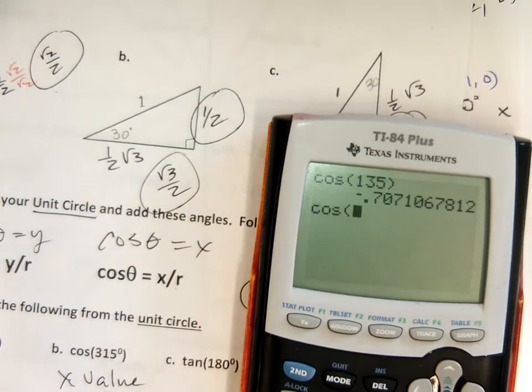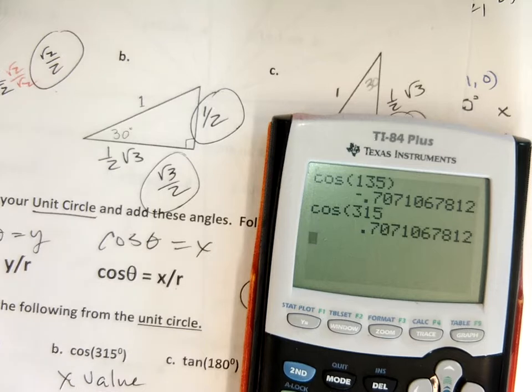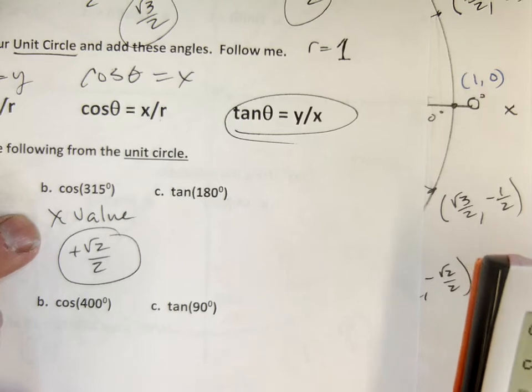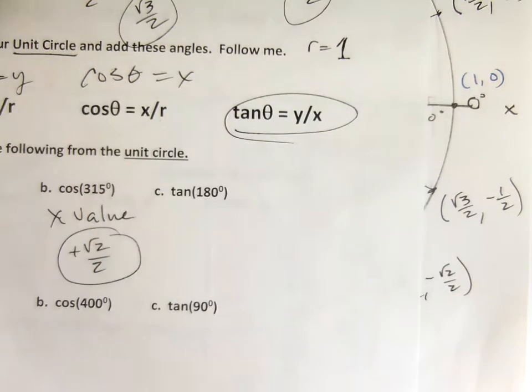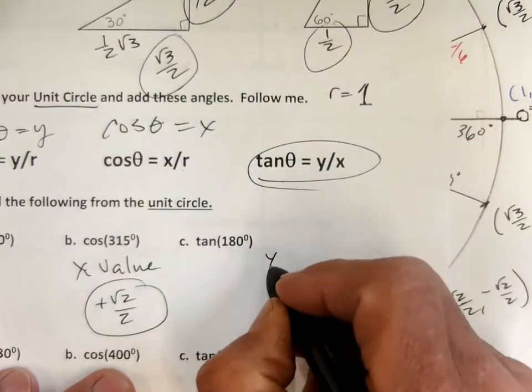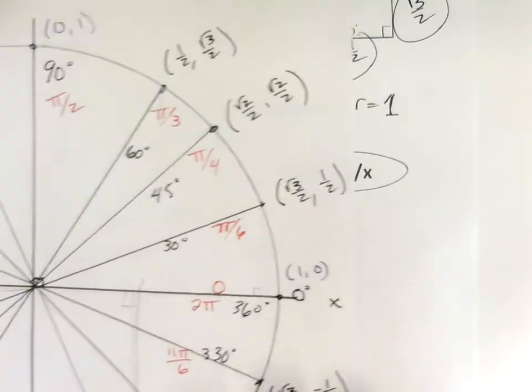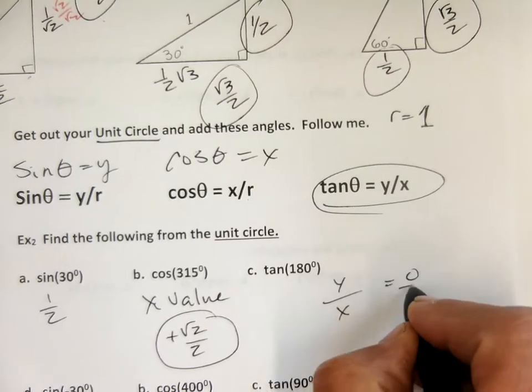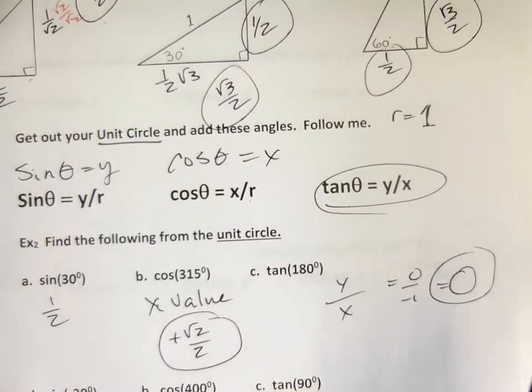Cosine of 315. Boom. 0.707. I will not accept that answer because it's a decimal equivalent to square root of 2 over 2. Everybody understand that? I want the exact answer. Tangent of 180. Okay, so I use my circle. Tangent is the y value over my x value, so I go to 180. I'm going to go my y value, which is 0, over negative 1, which is 0. Okay.